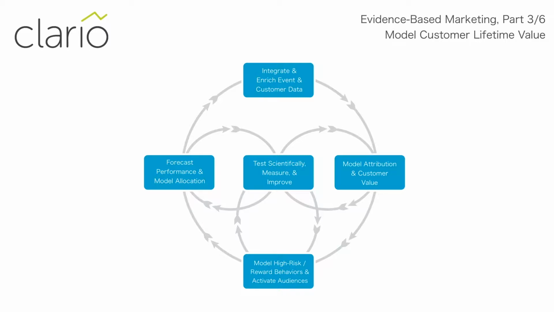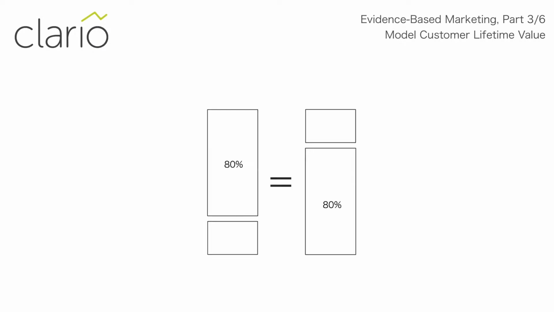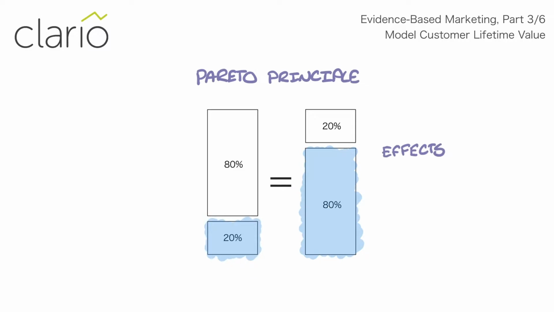To get started, it's important to remember that CLV is a fundamental acknowledgement that not all customers are equally valuable to your organization. In fact, it follows very closely to the concept of the Pareto Principle. The Pareto Principle states that for many events, roughly 80% of the effects come from 20% of the causes. Unfortunately, the inverse is also true. 20% of the effects result from 80% of the causes.